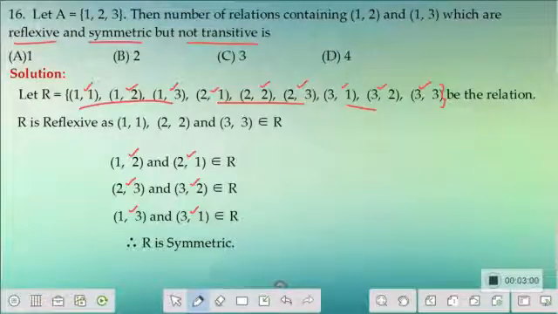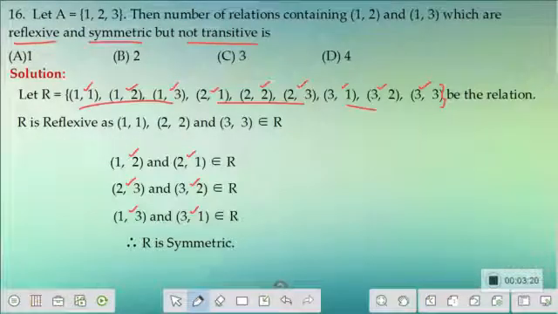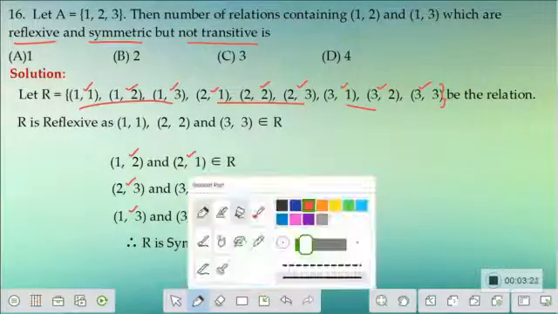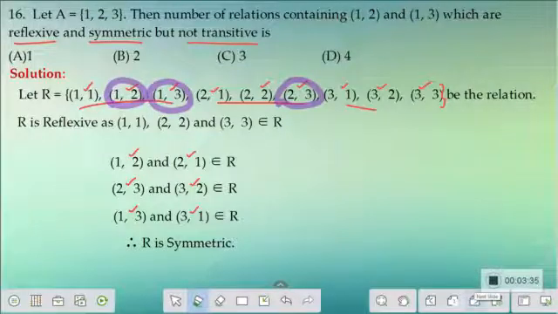Let's check for transitive. Let me consider the elements (1, 2) and (2, 3). If I have (1, 2) and (2, 3), I should have (1, 3) in R. Of course, we have all these elements. Let me highlight them. We have (1, 2) and then (2, 3), for which we have (1, 3). So this is also there, which tells us that this is transitive.